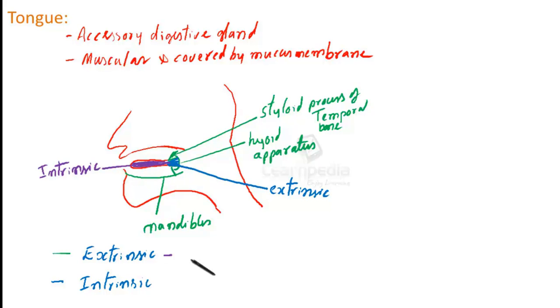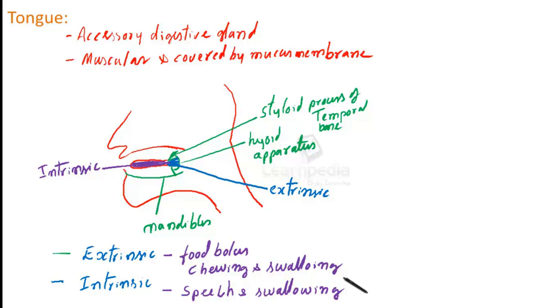Extrinsic muscles work in a side to side fashion and help in formation of the food bolus. They mix the saliva with the food. They help in chewing and swallowing. Whereas intrinsic muscles help in speech as well as swallowing. Let us see the tongue.